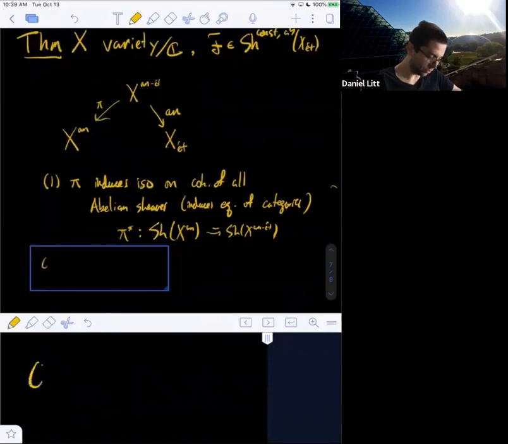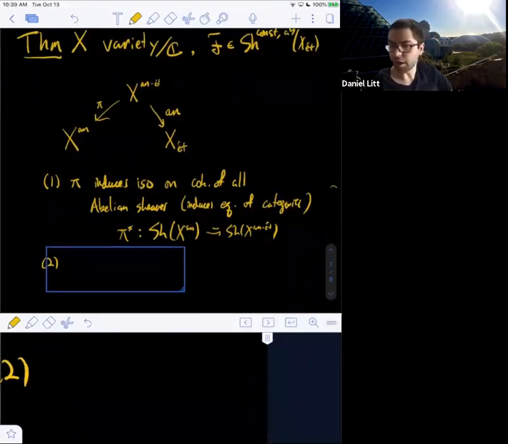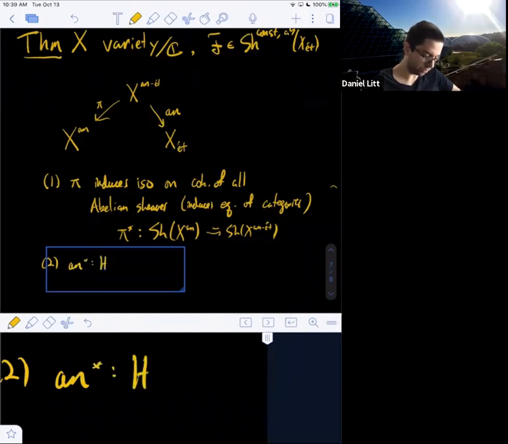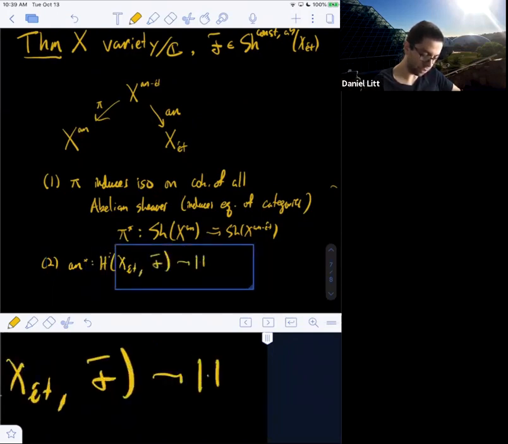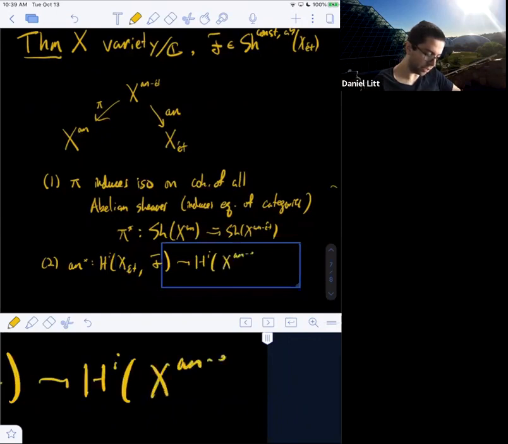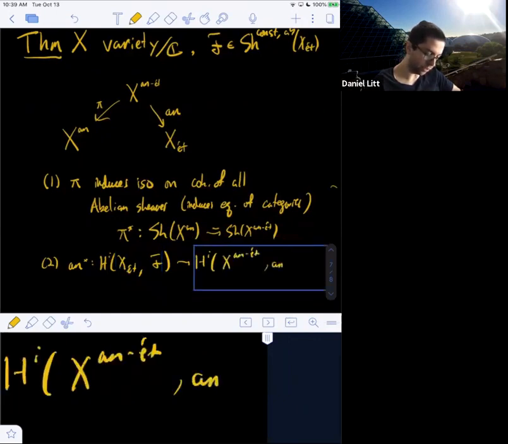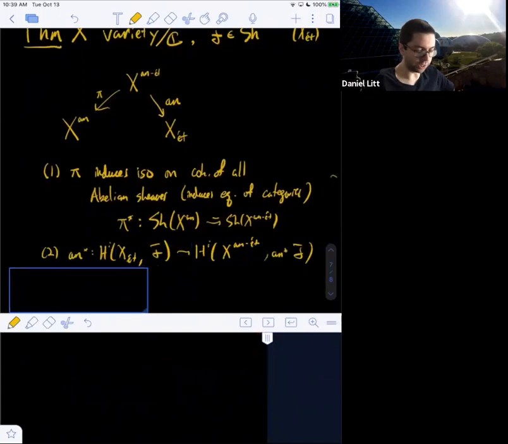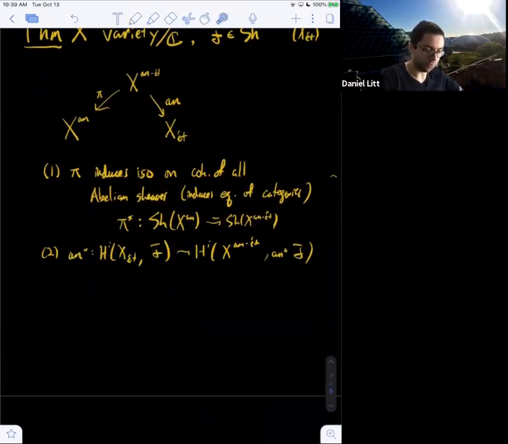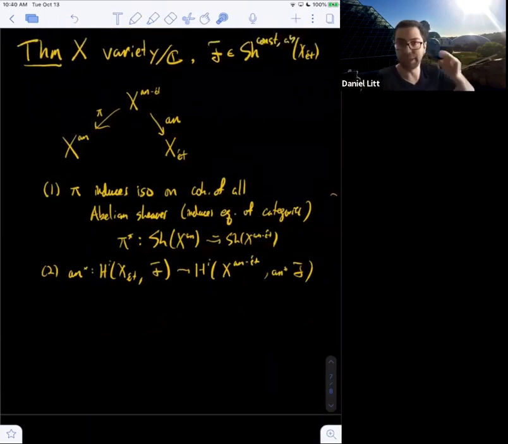And then 2 is that for F, as in the theorem, an induces an isomorphism from the Etale cohomology of X with coefficients in F to the cohomology of this site Xn Etale with coefficients in the pullback of F. Okay, and then the corollary is going to be, if you go from here to here to here, that the cohomology of the associated sheaf on the analytic site, and I'll say what I mean by that in a second, is the same as the Etale cohomology of F.